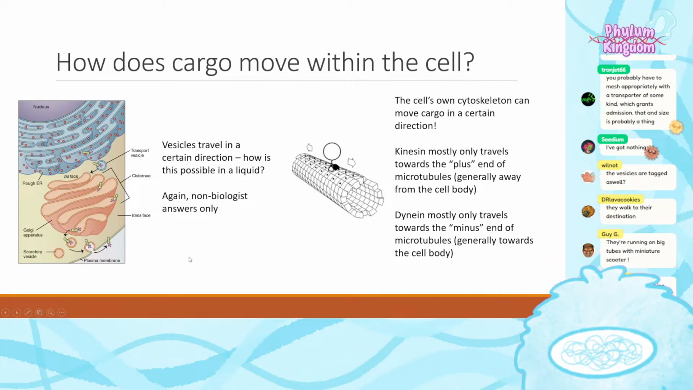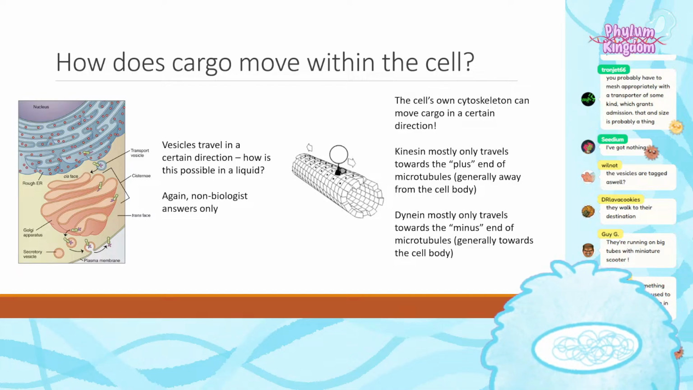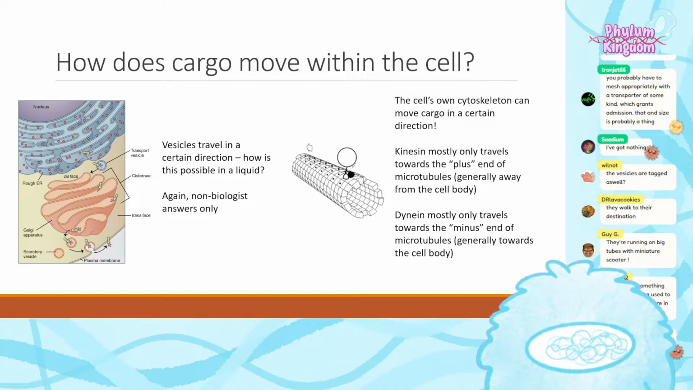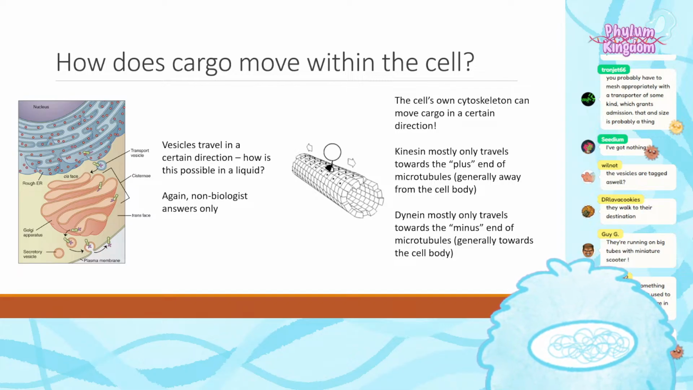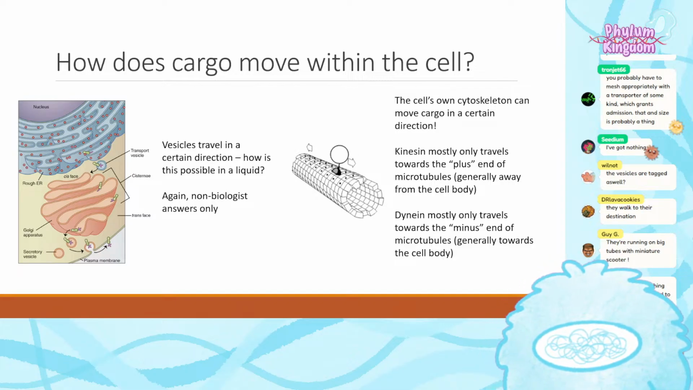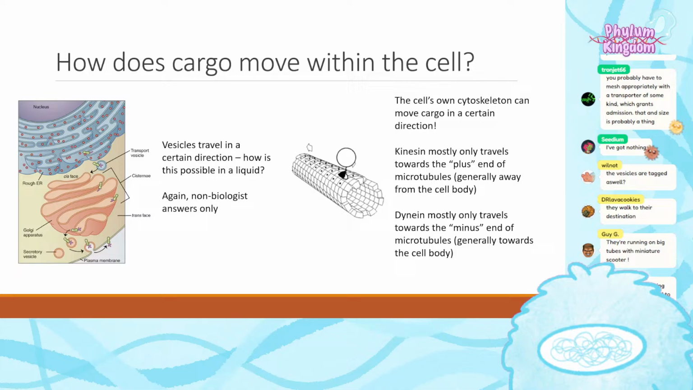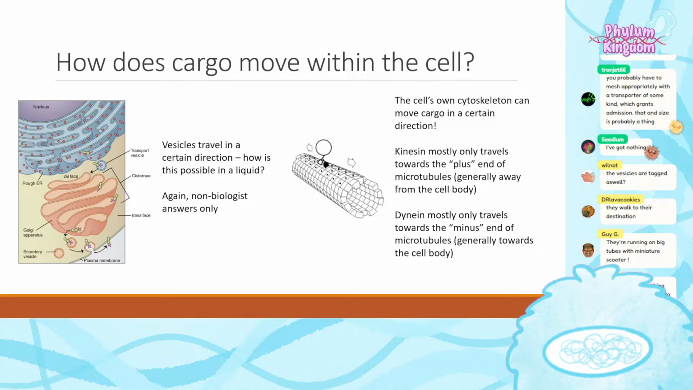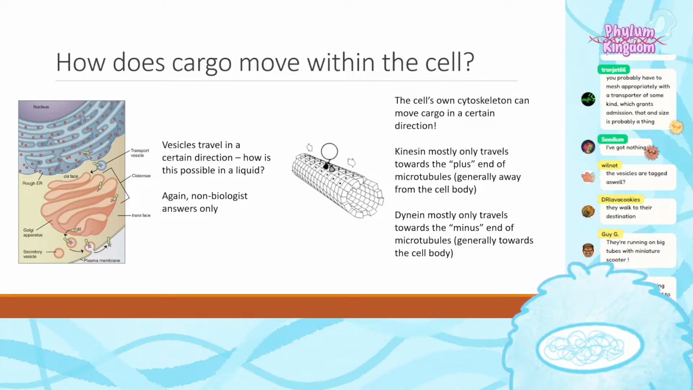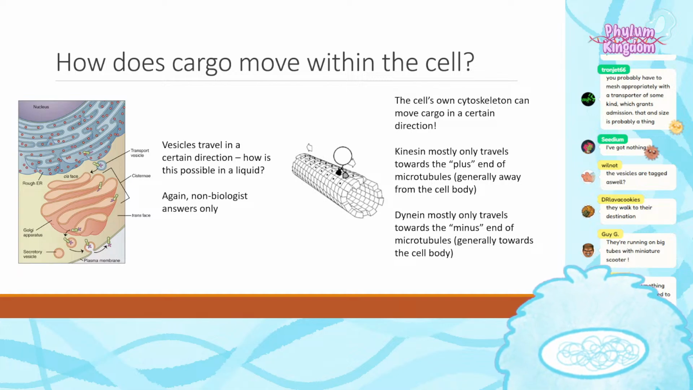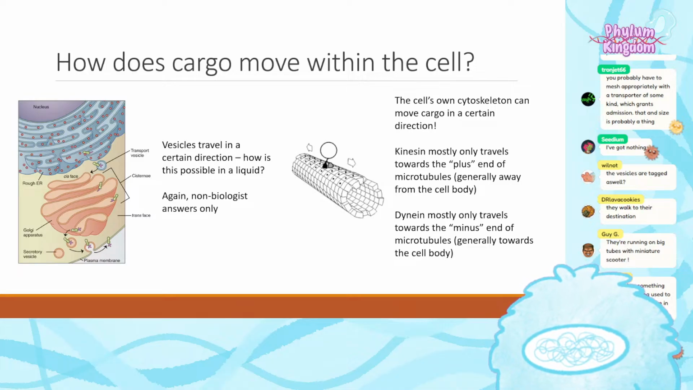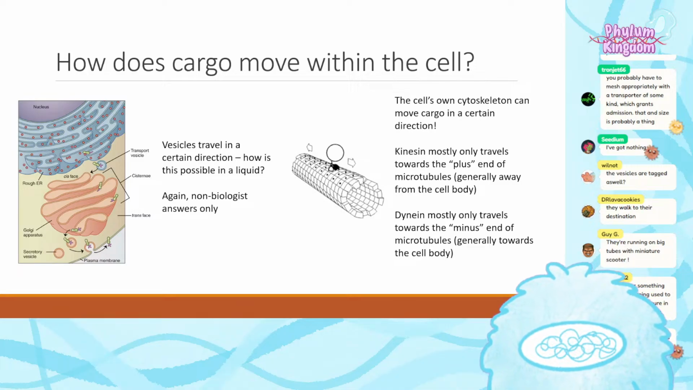So again, this is why the cell's cytoskeleton is so goated, right? The cell's cytoskeleton can move directions in a very specific way, right? Kinesin moves towards the plus end of a microtubule. You don't have to worry too much about plus versus minus end. Just know that on a microtubule, that bone of the cell, you could say, there is one end that we call plus and then one end that we call minus. And there are motors that are plus end directed and minus end directed.